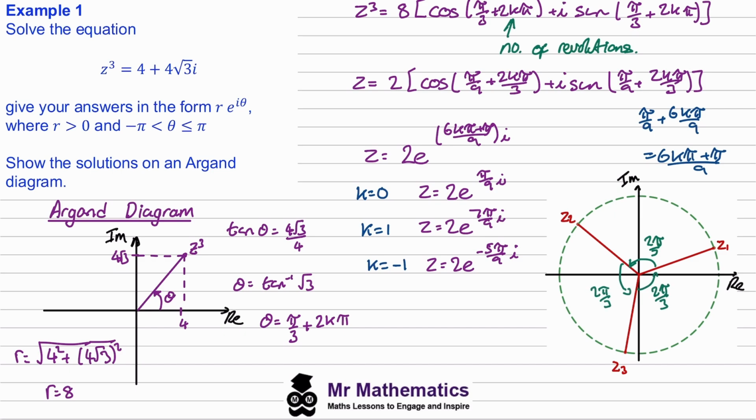So another way we could have done this is we could have worked out Z1 and then added 2 pi over 3 to get to Z2. We could have subtracted 2 pi over 3 to get to Z3. So we could either use different values of k, or we could plot the first solution on an Argand diagram and use this value to calculate the others. And we call this value omega. And this is 2 pi over n, where n is the power, so in this case n would be 3.